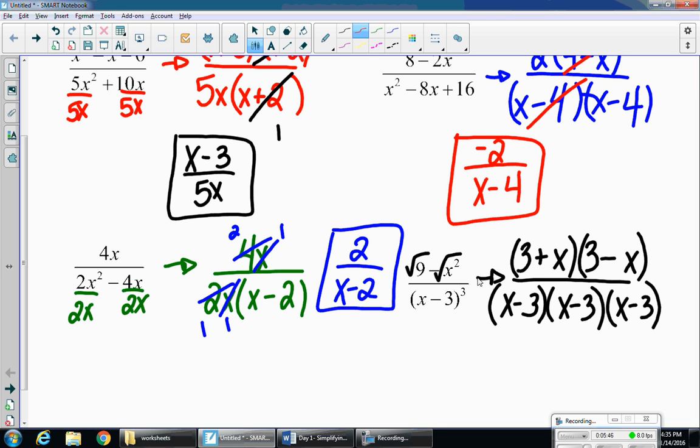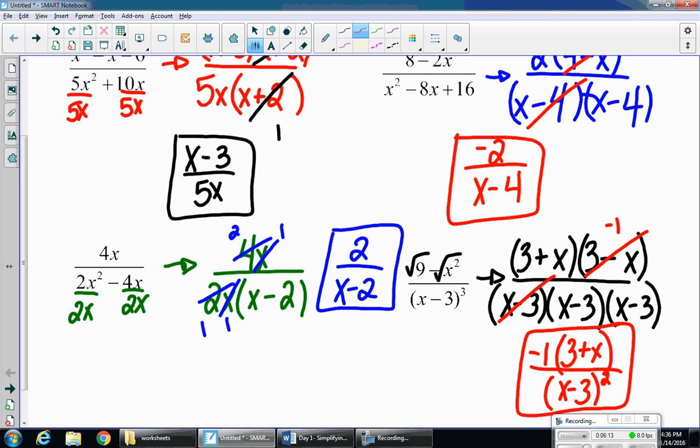So in my numerator, I have 3 minus x, and in my denominator, I have x minus 3. Once again, they're not exactly the same, so I can cancel them, but it's that special case where I have a negative 1. Nothing else cancels, so I'm going to rewrite what I have. I have a negative 1 times 3 plus x over x minus 3, and there's 2 of them, so I'm going to write it as squared. You could distribute that negative 1, but you don't have to. So remember, simplify means to factor and cancel.